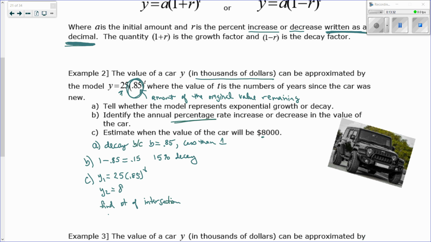When I do that, I'll get the point 7.011, comma 8. So this means after 7 years, the value of the car will be $8,000, or say approximately $8,000. You can also put this in your calculator and use the table feature and search the table, and I'll do that on another problem.